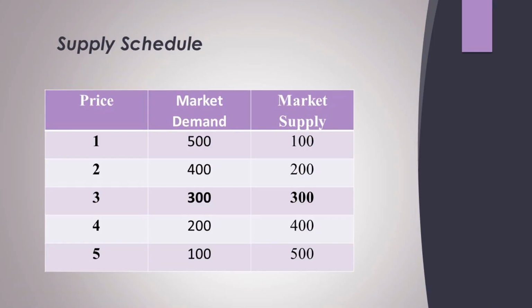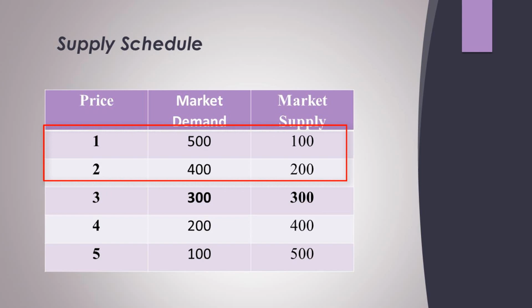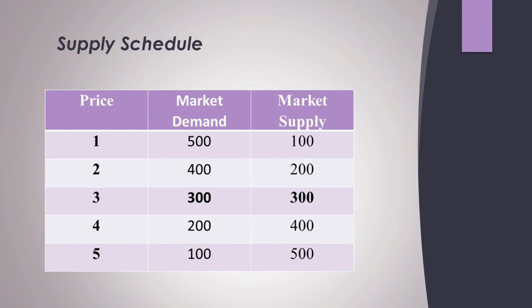Now look at the two initial values. When price was 1, quantity demanded was 500 while quantity supplied was 100. It means there was a shortage in the market. Demand was in excess while supply was less available in the market. As price increased, suppliers increased their quantity in the market, while demand decreased from 500 to 400 and supply increased from 100 to 200. But still there is a gap between demand and supply, so there is a shortage in the market.